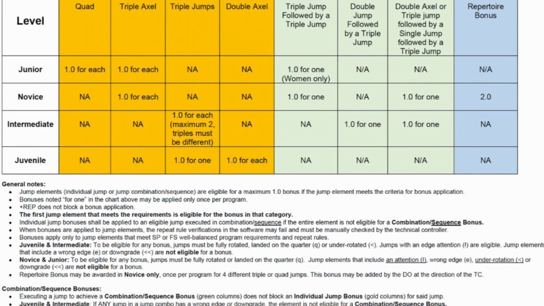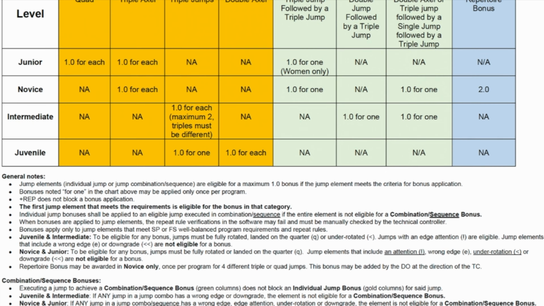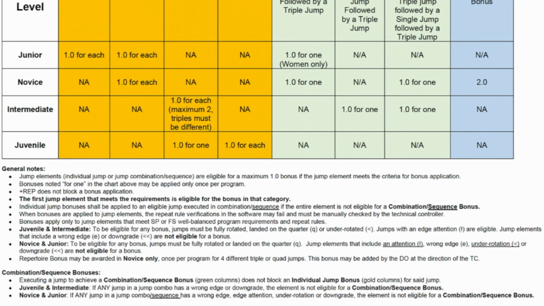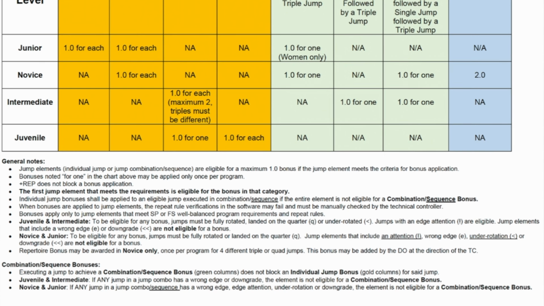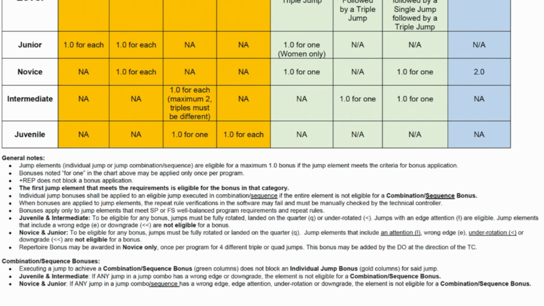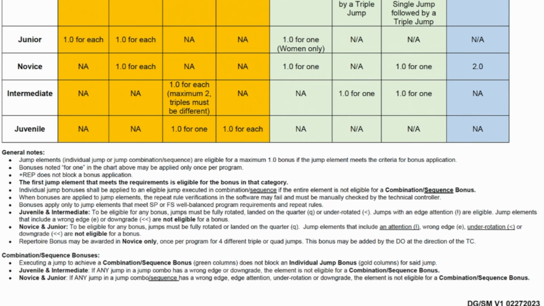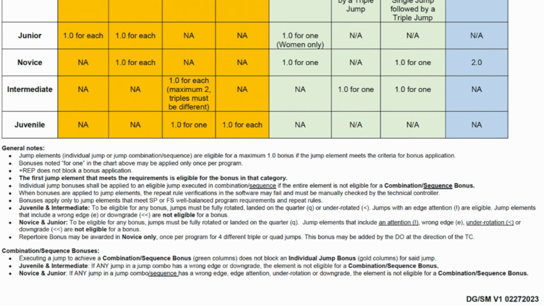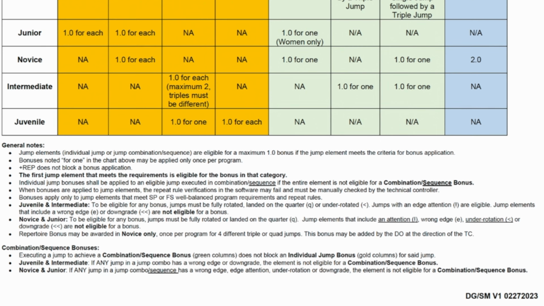Juvenile and intermediate, to be eligible for any bonus, jumps must be fully rotated, landed on the quarter, or under-rotated. Jumps with a wrong edge are ineligible. Jump elements that include a wrong edge or downgrade are not eligible for a bonus. Novice and junior, to be eligible for any bonus, jumps must be fully rotated or landed on the quarter. Jumps that include an attention, wrong edge, under rotation, or downgrade are not eligible for a bonus.